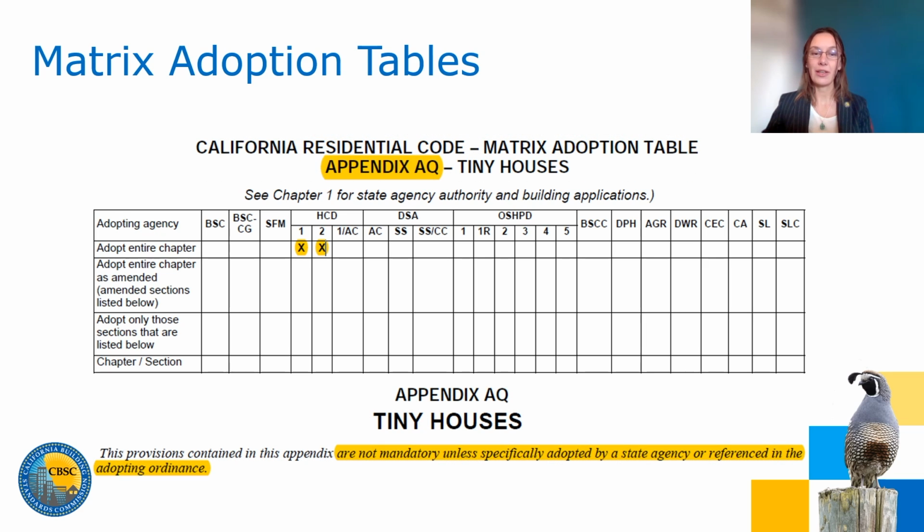Appendix AQ for tiny houses in the California Residential Code is a bit different. It is adopted by the Department of Housing and Community Development. So, if there are tiny houses built in the jurisdiction, this appendix applies. The jurisdiction does not have to adopt it in their ordinance unless they plan to amend it.